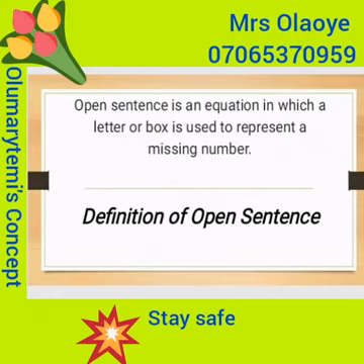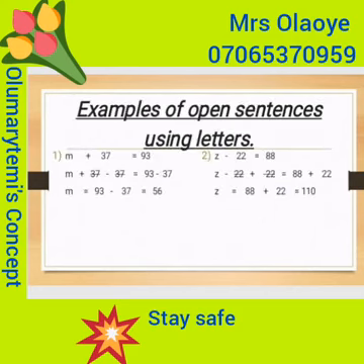literally a sentence that is open, meaning that mathematically, in this equation we use letters, or we use boxes, or we use symbols to represent our missing number. Letters like A, B, C, D to Z, boxes like rectangle, triangle, circle, or whatever the shape. They use it to represent a missing number in an equation. We're going to go through a lot of examples now, so I need you to pay attention.